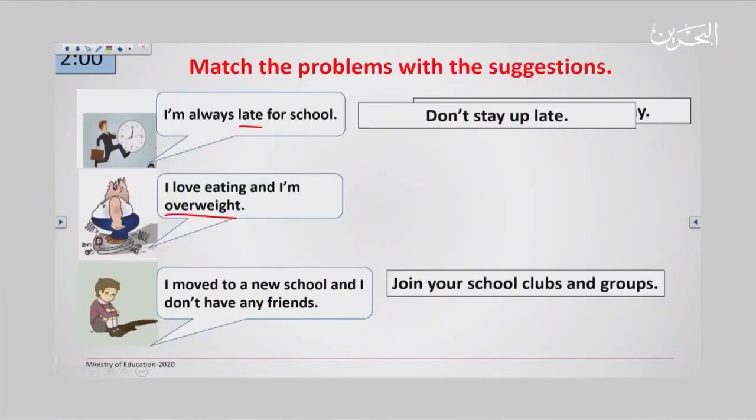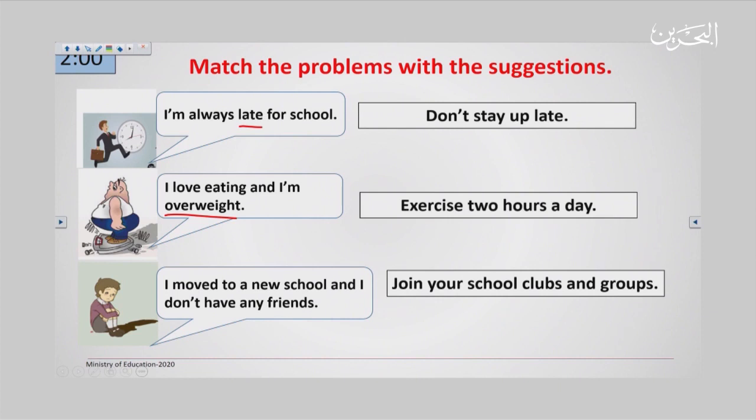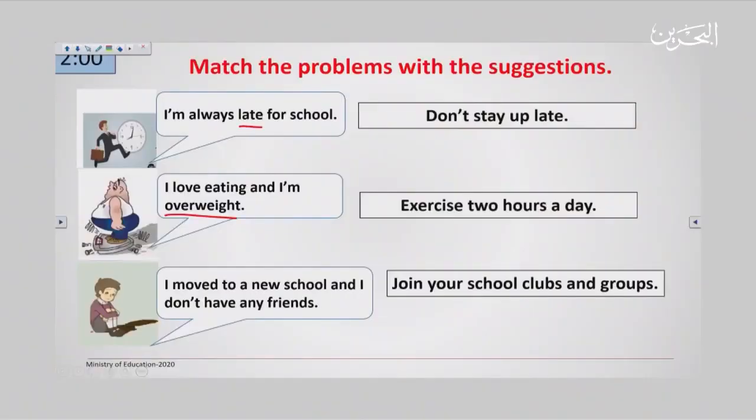Of course, you will find other people who enjoy doing the same fun things, and you will make friends as quickly as possible. What about the third one? Do you remember the solution, or the suggestion, sorry, the suggestion for the problem? Here you go. Exercise 2 hours a day. It's a very useful suggestion, and you will get over this problem in no time.